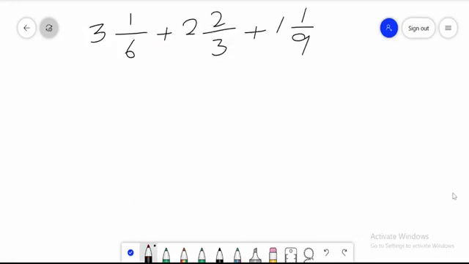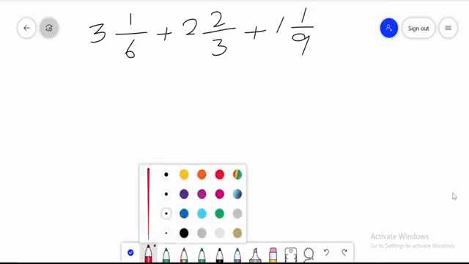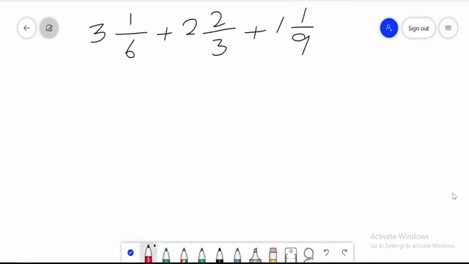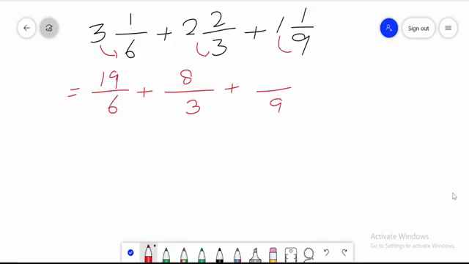And here on screen you can see another question: 3 whole 1 over 6 plus 2 whole 2 over 3 plus 1 whole 1 over 9. I'm solving this question so that you are clear about the concept. First of all, you need to break the fractions. 3 times 6 is 18, plus 1 is 19 over 6, plus 2 threes are 6, plus 2 is 8 over 3, plus 9 ones are 9, plus 1 is equal to 10.